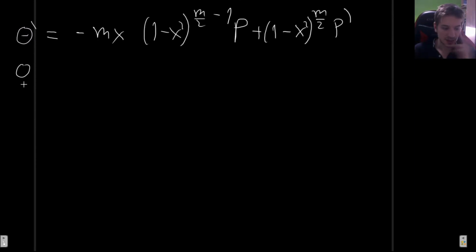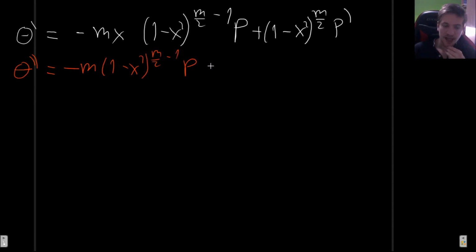So for the second derivative, I will use a different color so that it is a little bit less messy. Here we have to apply the product rule several times. First we derive this, which is just going to be minus m times basically everything else, 1 minus x squared to the m half minus 1, times p. And now we leave the first part, just minus mx, and now we derive the second part.